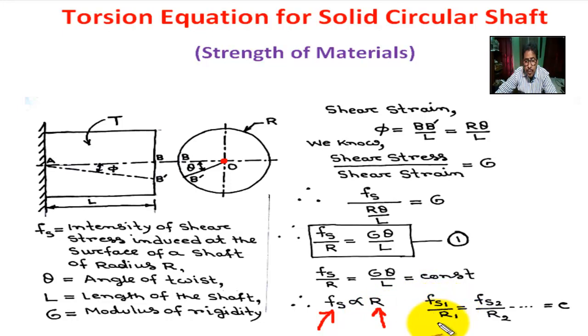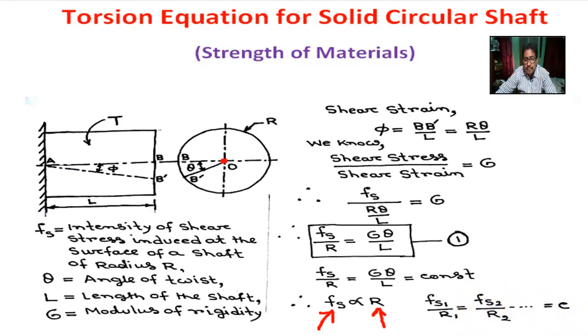So Fs1 by R1 equals Fs2 by R2, and equals a constant. Here R1 is the radius from the center, at R1 the shear stress is Fs1. R2 is the radius from the center, at R2 the induced shear stress is Fs2.